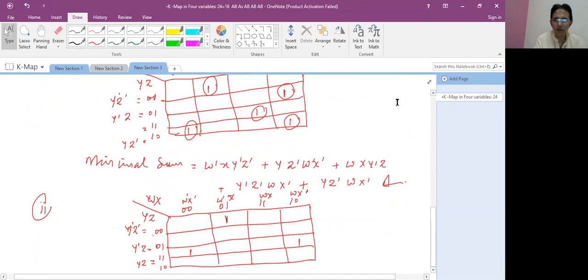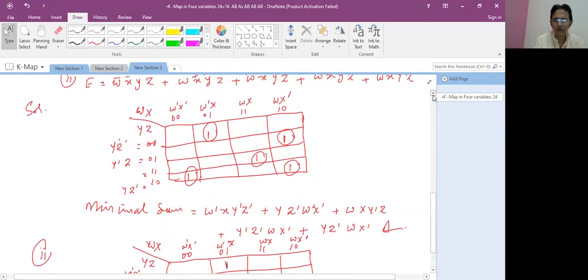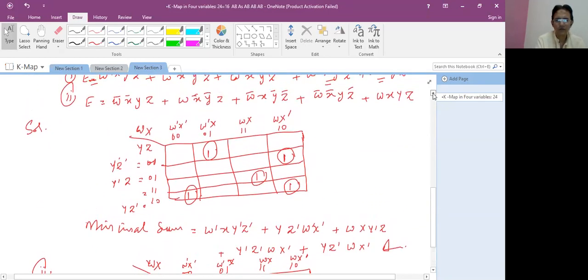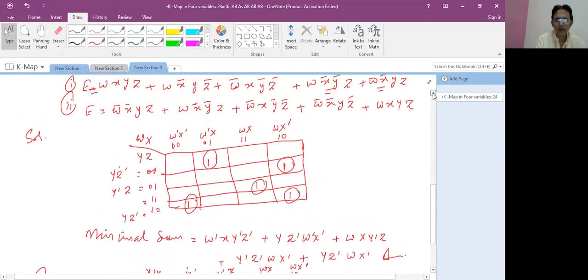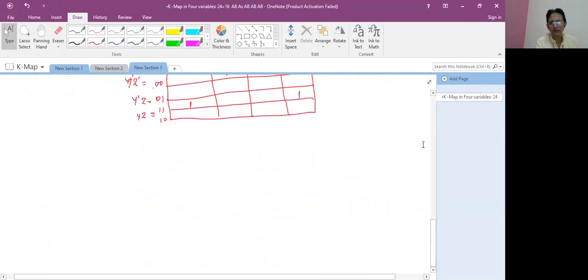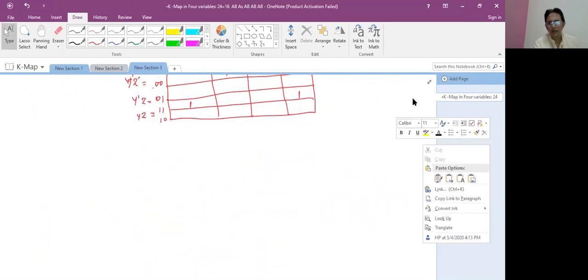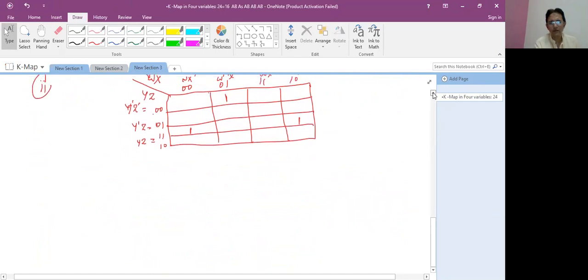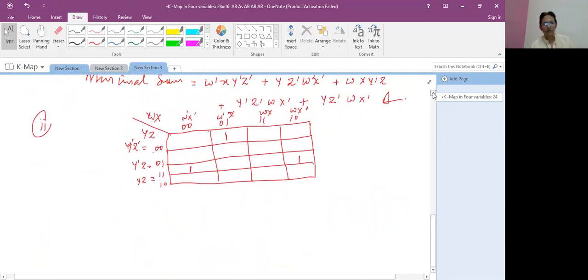Now for the fourth term, WX and Z complemented, WX and Z complemented. So WX and Z complemented means, but Y not.